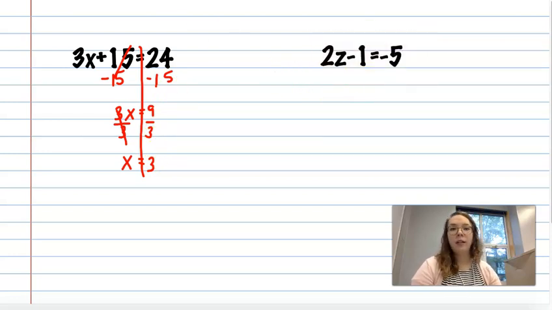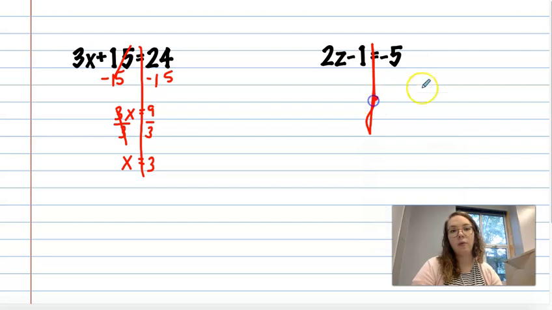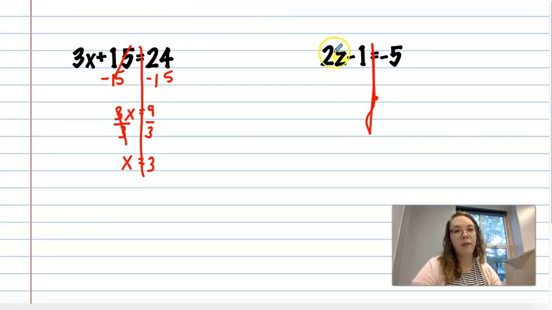All right, next example. 2z minus 1 equals -5. So again, I strongly encourage you to draw this line down the middle. And then we're trying to isolate z. So we're going to move that -1 first because it's farther away from z than 2 is. So we'll do the opposite and add 1 to both sides.